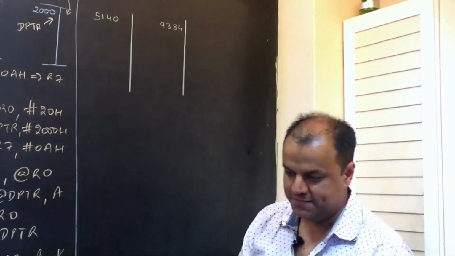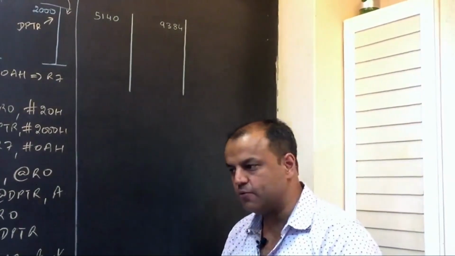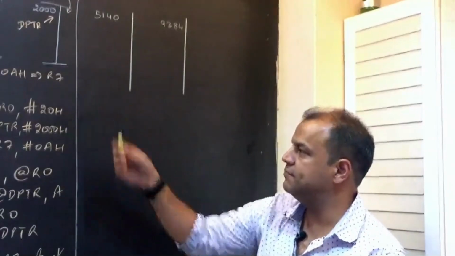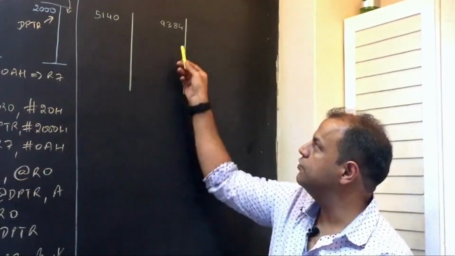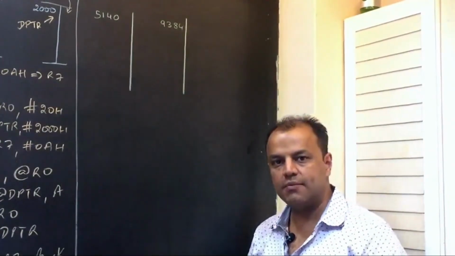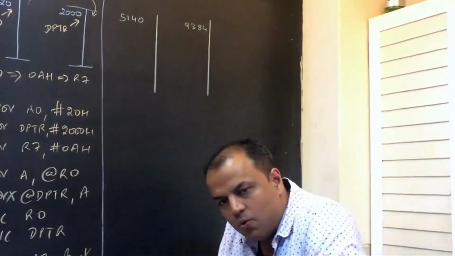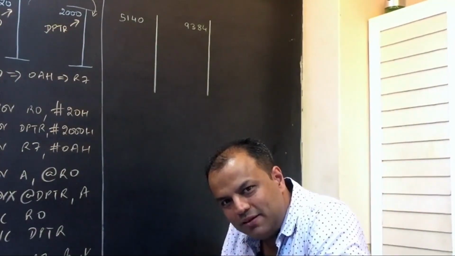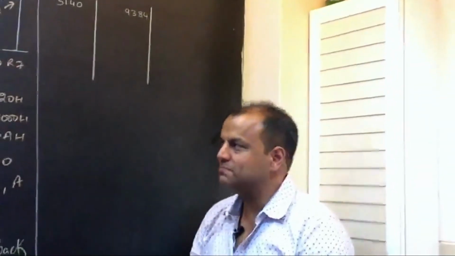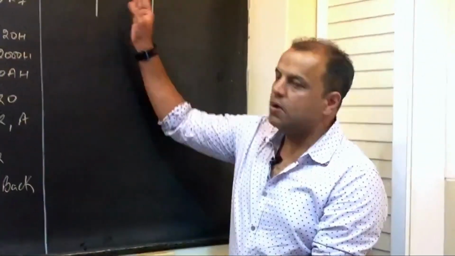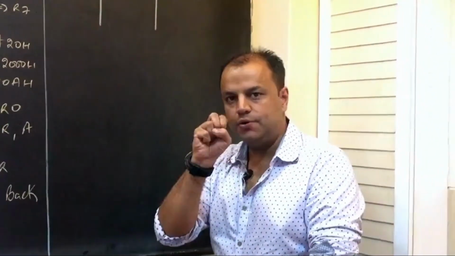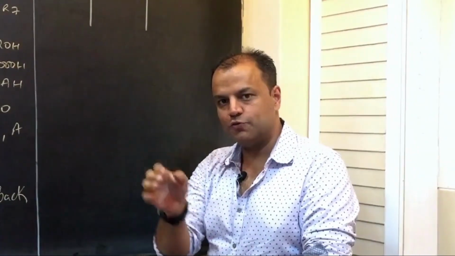Now, what is the situation? First, I'll dictate the question. Write a program to transfer a block of 10 bytes from 5140 to 9384, external RAM to external RAM. What is the problem? Why is there so much fuss about this program? To do a block transfer, you need 2 pointers. One for the source, one for the destination, correct?